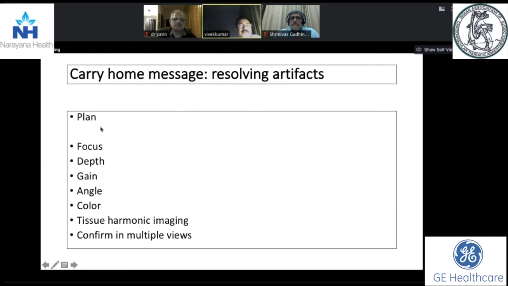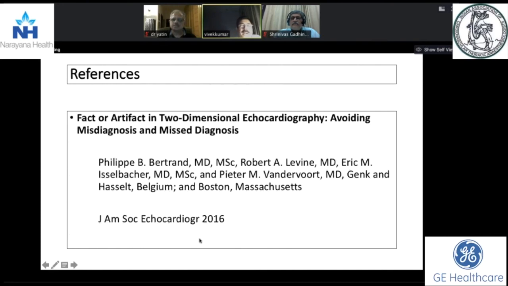So therefore, when you decide to go in for imaging, just plan. Don't just take the machine and put the probe. See which structure has to be imaged, set the focus, set the depth, set the gain, set the angle, use color sensibly. Once in a while for endocardial borders, if there's a problem, use tissue harmonic imaging, and always confirm what you see in multiple views. And my last reference is a beautiful paper, Fact or Artifact in 2D Echo, Avoid Misdiagnosis and the Missed Diagnosis.